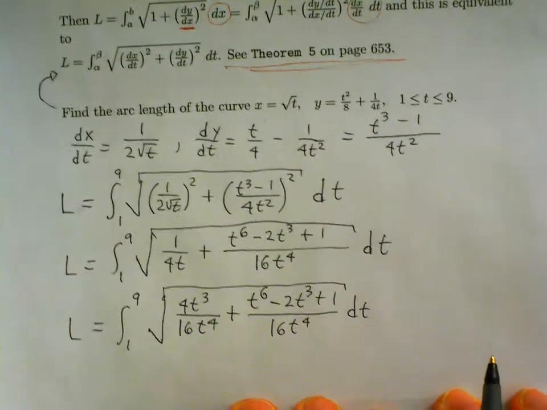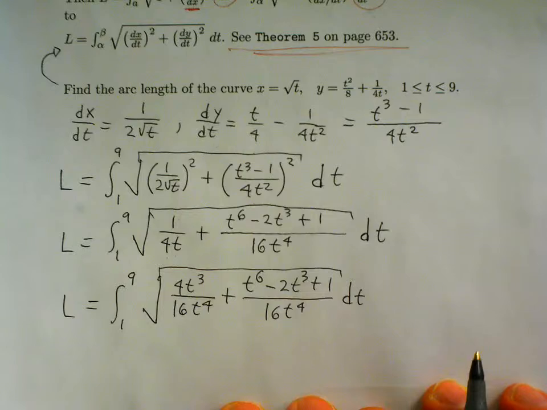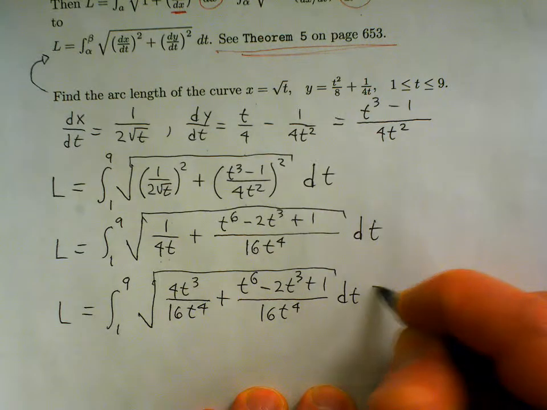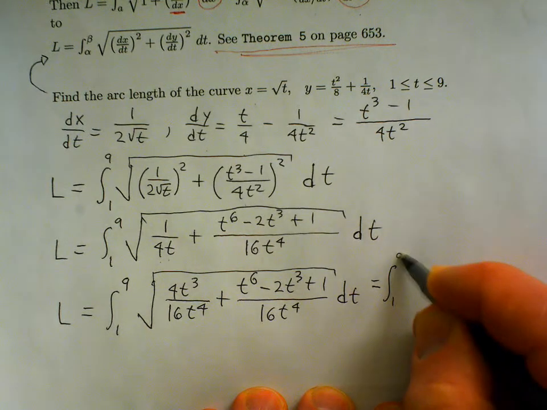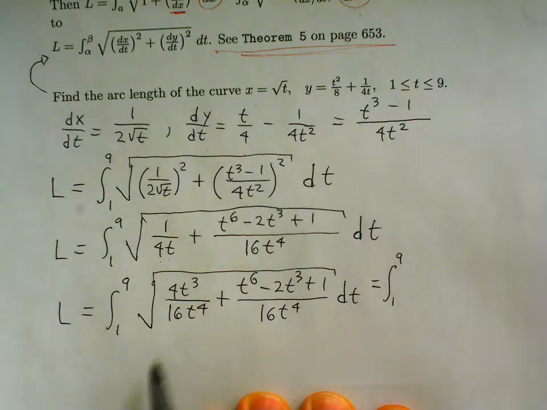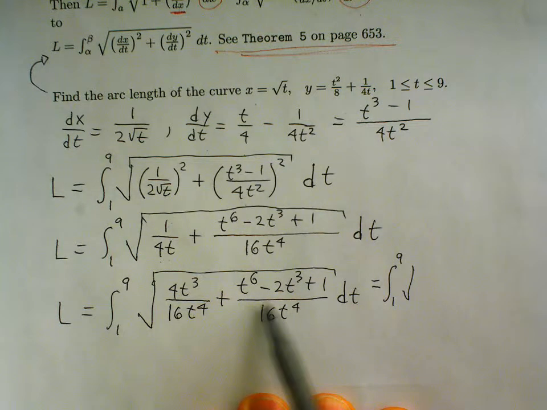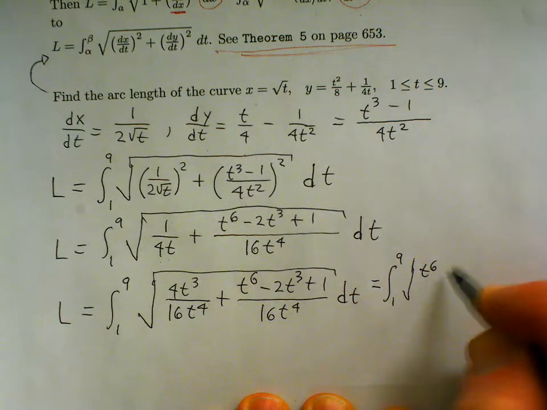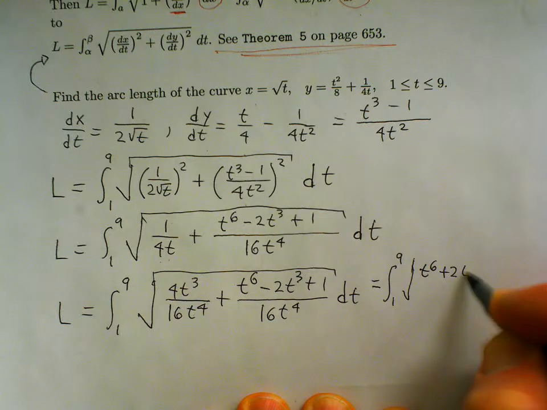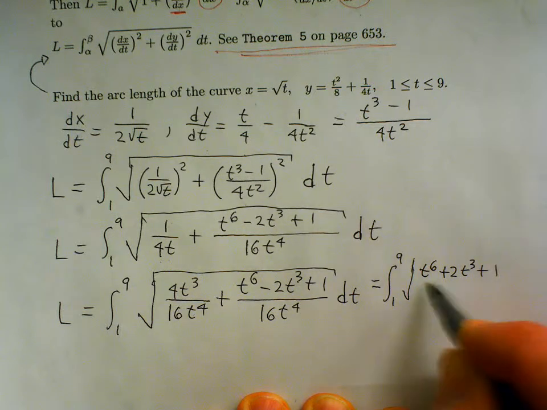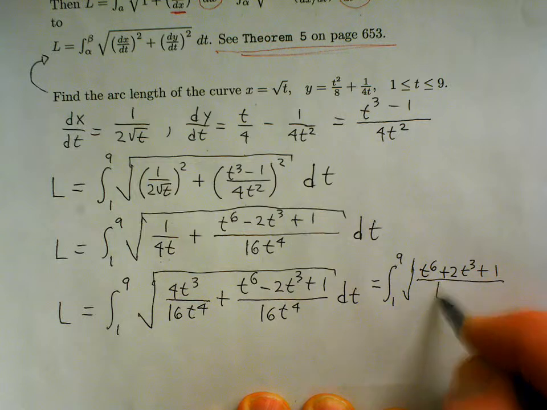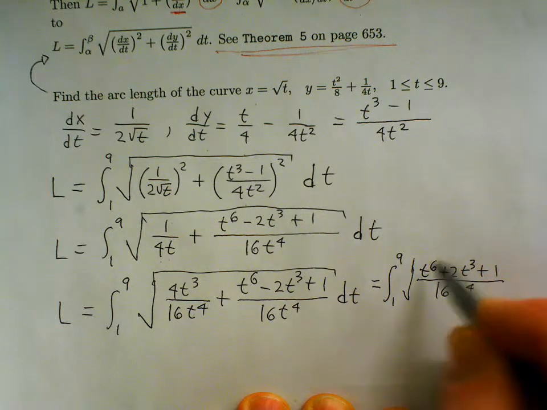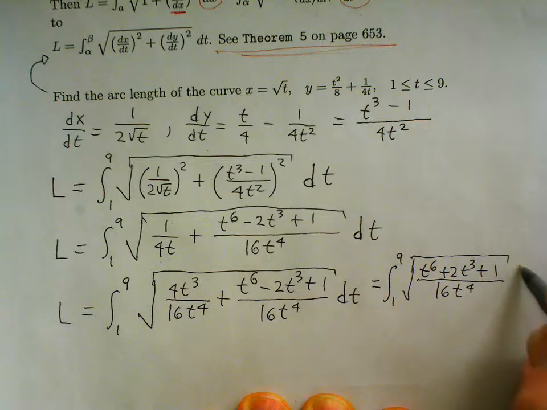Yeah, I'll have to start writing smaller so I don't run out of space. But inside the square root, well, we can add the numerators, and the numerator will become t to the sixth plus 2t to the third plus 1 over 16t to the fourth dt.